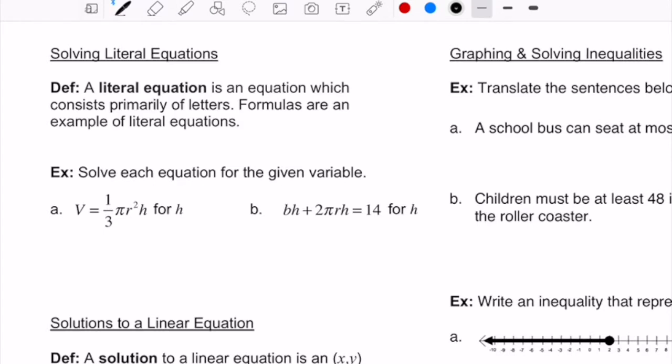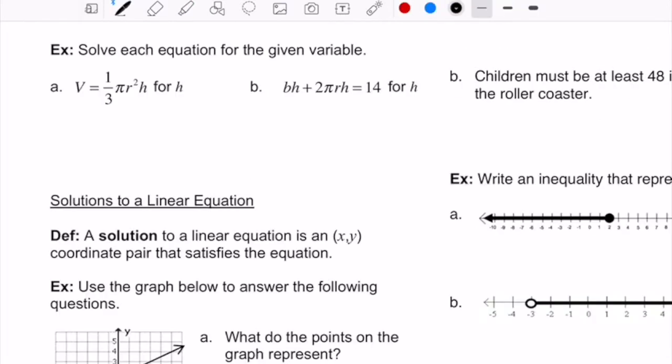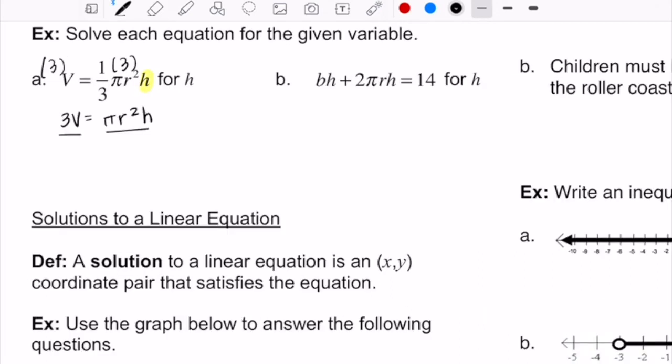All right, moving on. A literal equation is an equation that consists primarily of letters. When we're given a literal equation, we can be asked to solve it for a given variable. Coincidentally, both of these have us solving for h. So on the first one, I'm trying to get the h all by itself. I'll start by multiplying both sides by 3 to clear the fraction. And then in one last step, I can finish the problem. I'll divide both sides by pi r squared. They cross out on the right-hand side, and I'm finished. On these questions, you know that you're done when the letter it asks you to get all by itself is by itself.